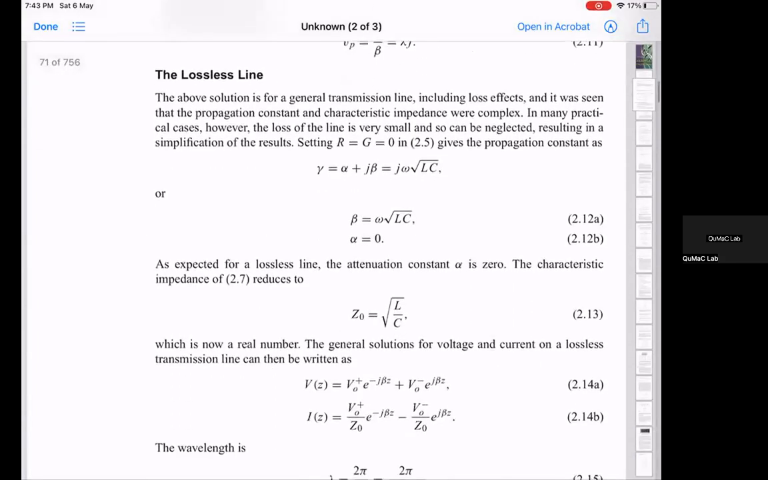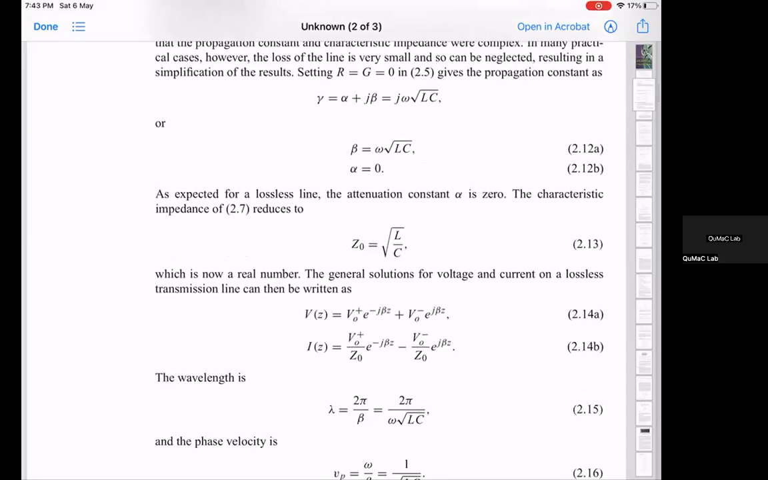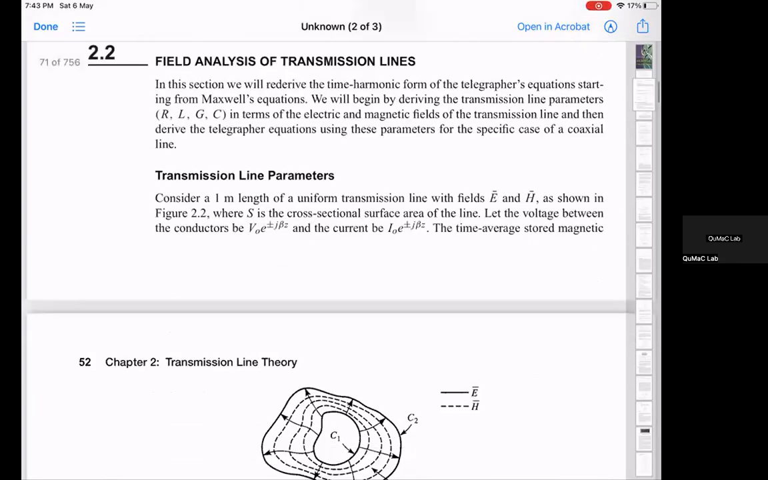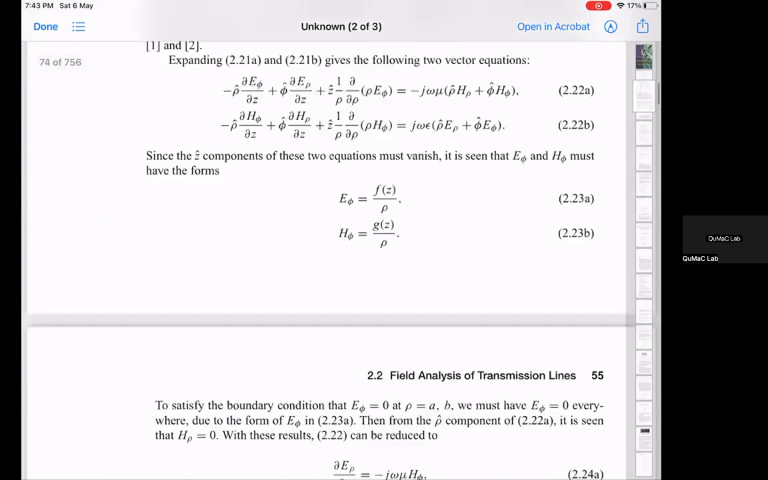So this is a section on the lossless line. This is the one which we mostly deal with, where we assume the losses are either 0 or very, very small, so that we can ignore them. And in that case, the characteristic impedance of the line only depends on the ratio of inductance per unit length and capacitance per unit length. These are the main wave equations you need to be familiar with in general, how waves propagate.